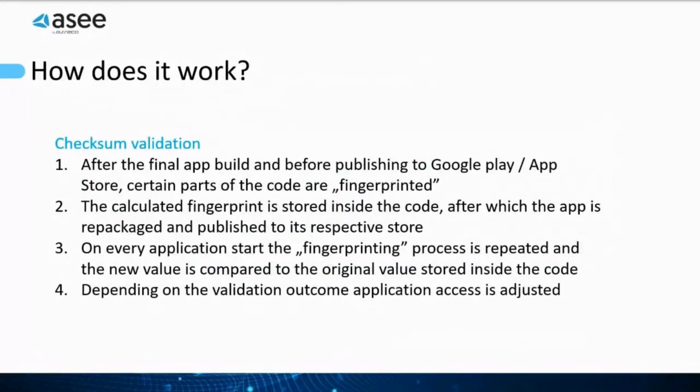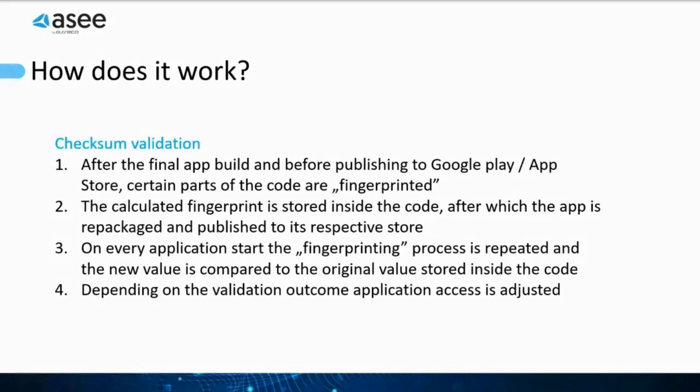So after the final app build and before publishing to the Google Play or App Store, we calculate the fingerprint. When we calculate the fingerprint, we store this inside the code, after which the app is repackaged and then published on the Google Play or App Store. And every time the user starts the application, the fingerprint process is repeated, and the new value is compared to the original value that is stored inside the code. And then, depending on the outcome, application access is adjusted.